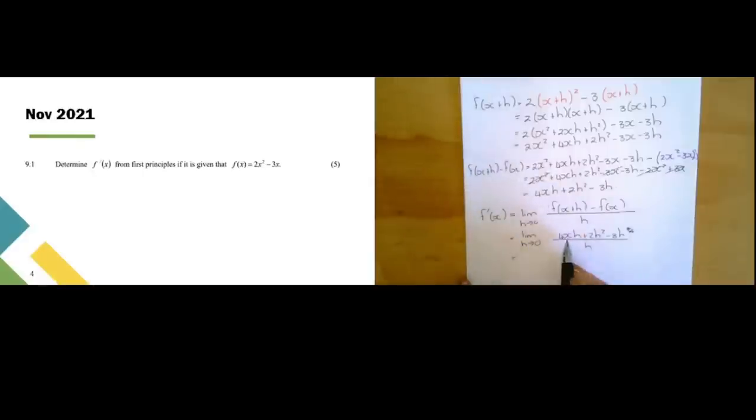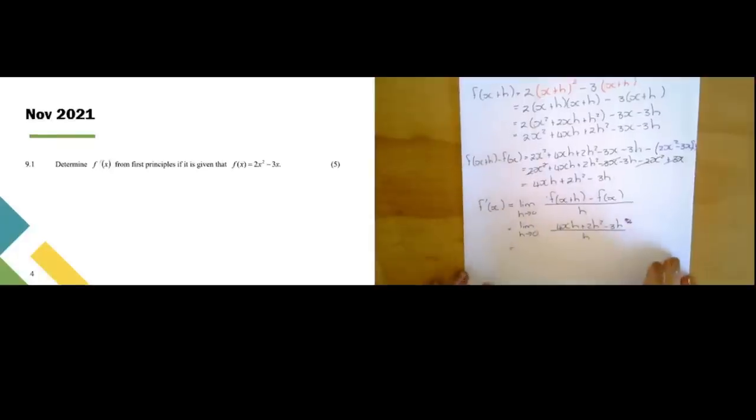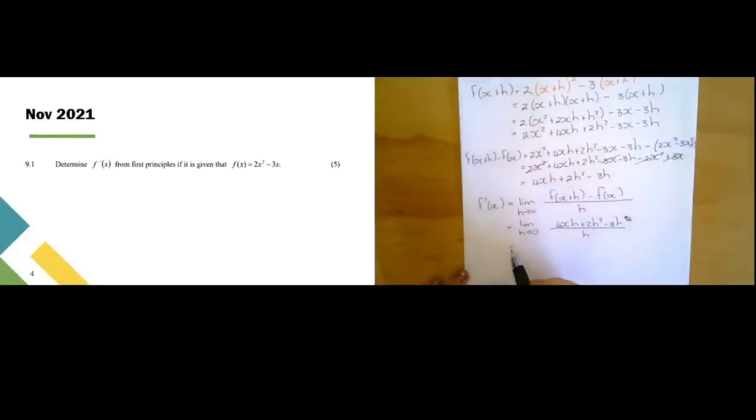Now if I look at the top of the fraction, I'm going to take out the common factor. What common factor am I going to take out? I'm only going to take out h so that I can cancel it with the h at the bottom of the fraction. Please remember, don't forget the equal sign, then the limit of h approaching 0. I'm going to take out a common factor of h. So it gives me 4x plus 2h minus 3, everything over h.